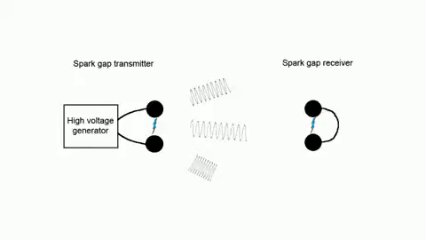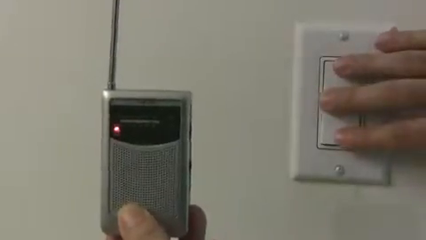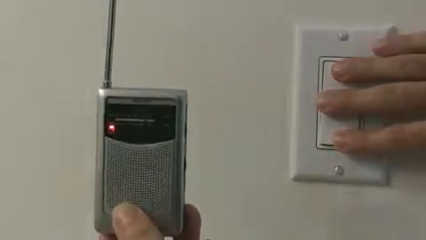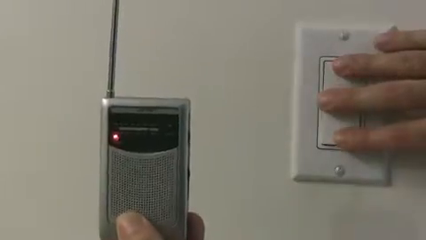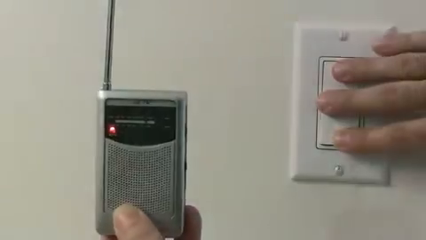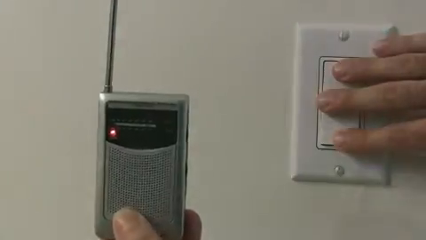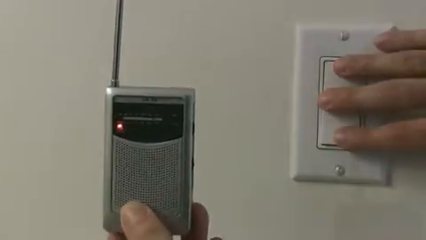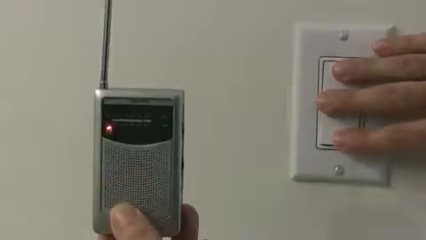You can replicate the experiment right at home with an AM radio and a light switch. Just tune the radio to a quiet station and flip the light switch on and off. The little sparks generated when you flip the mechanical switch create a little burst of electromagnetic radiation, and your AM radio detects it as a little popping noise.